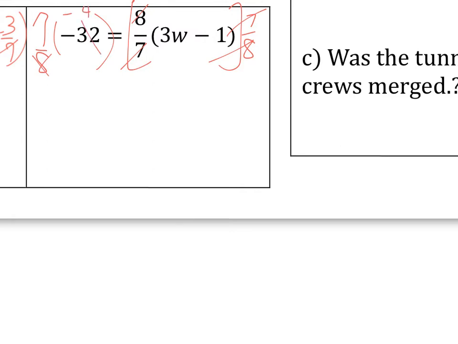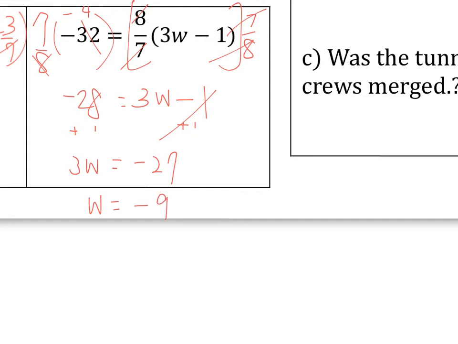Negative 4, so negative 28 on the left hand side. And we copy 3w minus 1, add 1 to both sides, cancel this out. You write 3w equals negative 27, and w will equal negative 9.